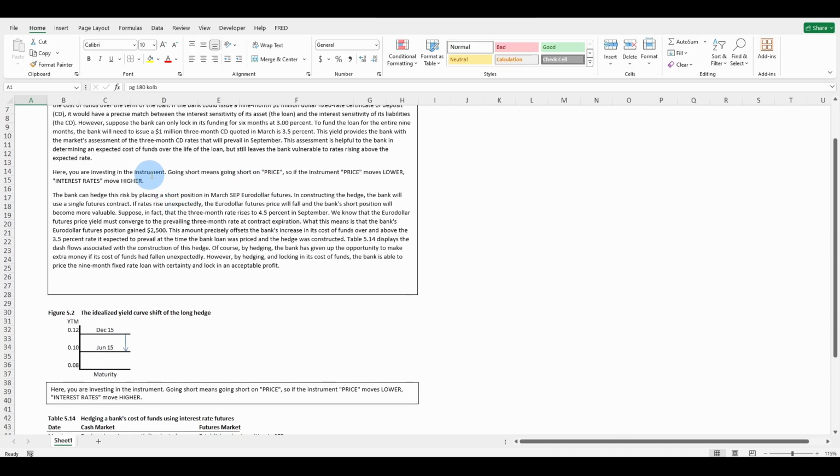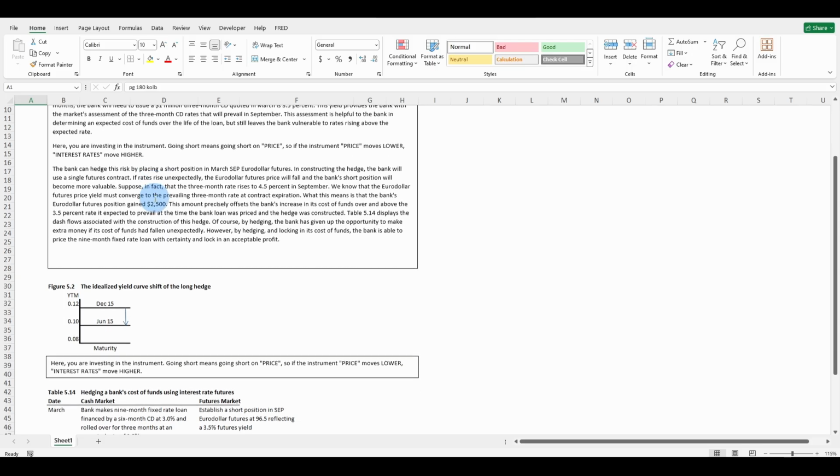Here, you are investing in the instrument. Going short means going short on price. So if the instrument price moves lower, interest rates move higher. The bank can hedge this risk by placing a short position in March-September Eurodollar futures. In constructing the hedge, the bank will use a single futures contract. If rates rise unexpectedly, the Eurodollar future price will fall and the bank's short position will become more valuable.